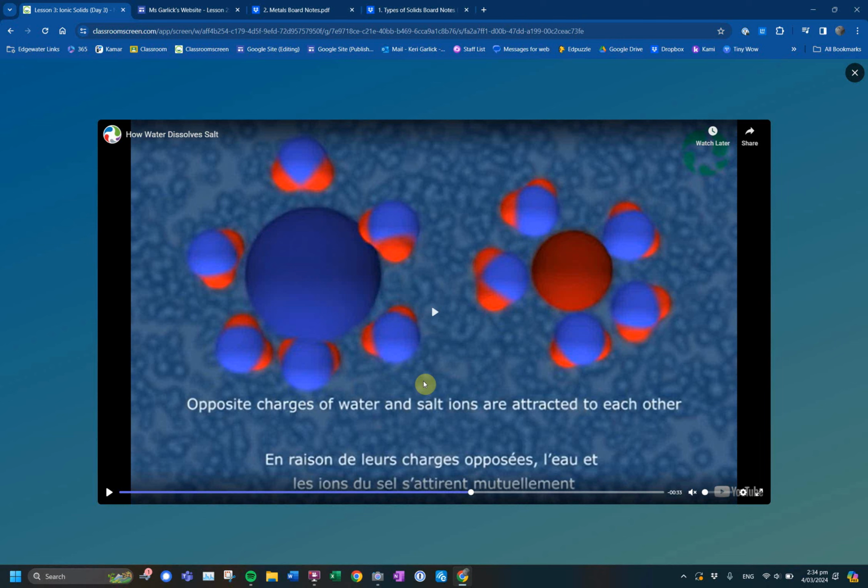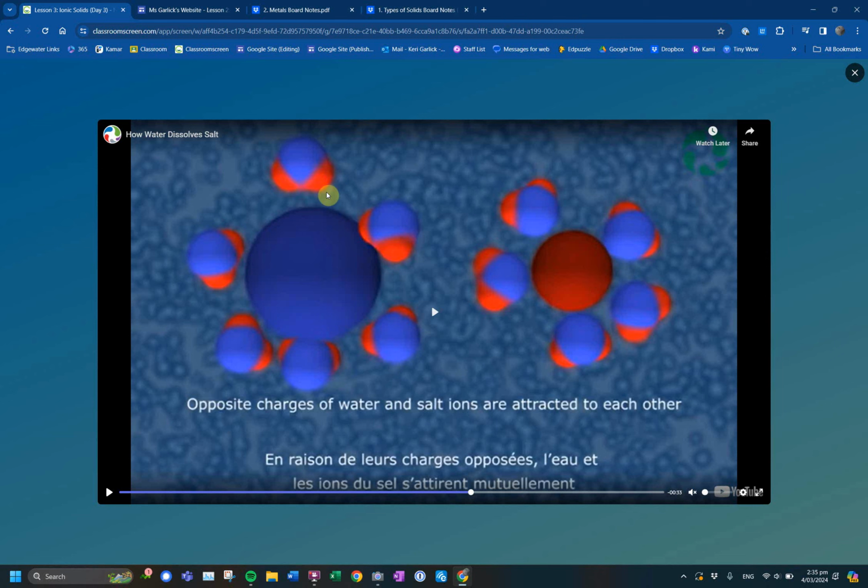So what you see here is you have the two ions that make up salt. This one here would be the chloride, so that's the negative ion, and then this is going to be the sodium, which is the positive ion. You see how the water molecules are flipped around?